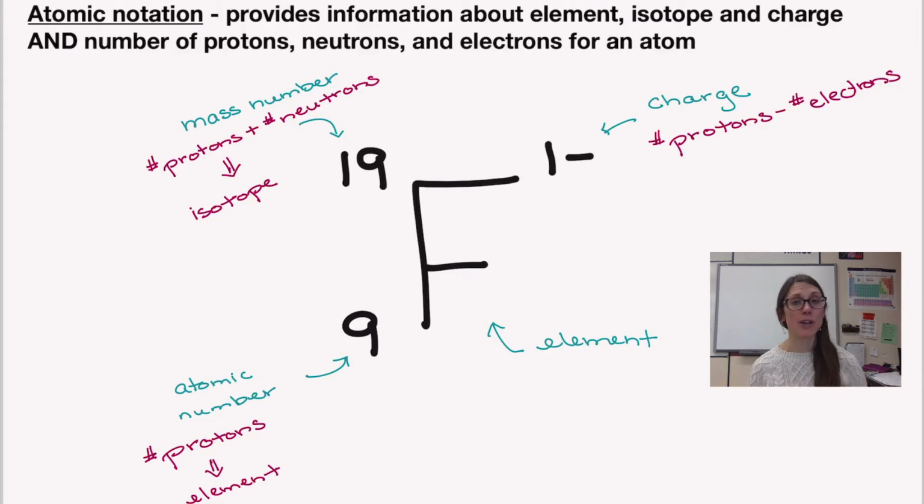Atomic notation is very useful. It's a really nice shorthand, and you'll actually be able to go back and forth from protons, electrons, and neutrons to the atomic symbol itself and interchange between those. That's your goal. So let's take a look at 3 examples where we're doing this.